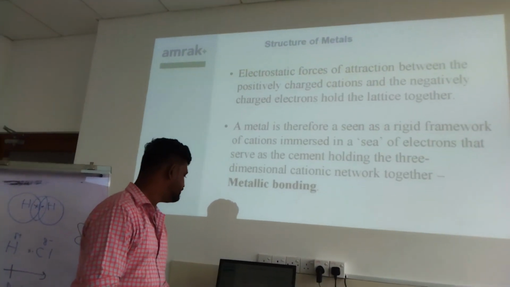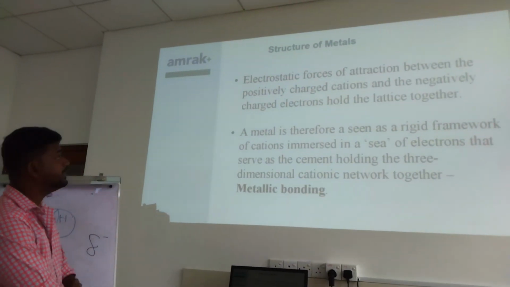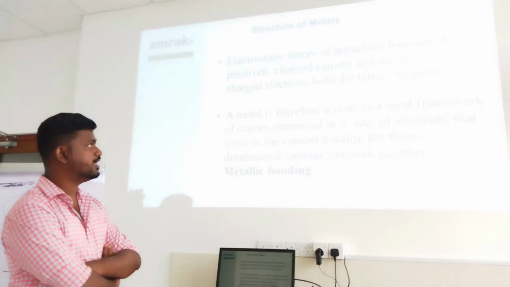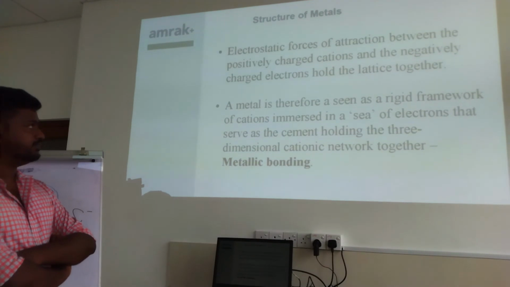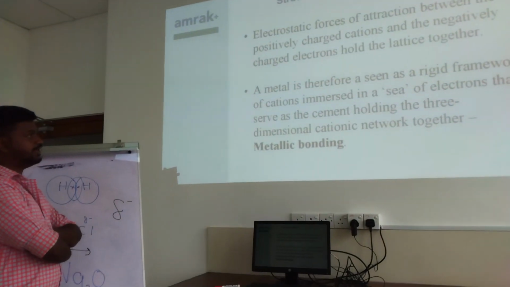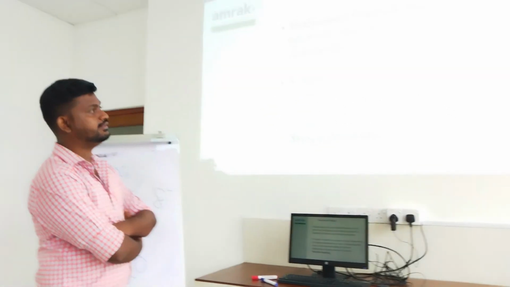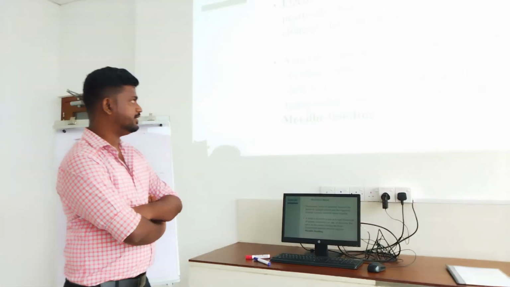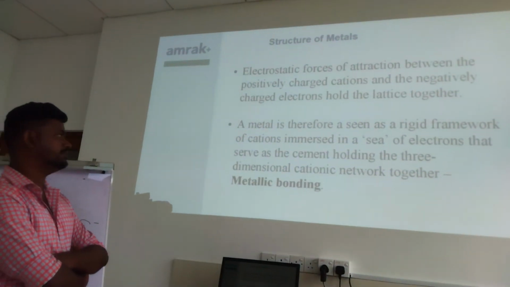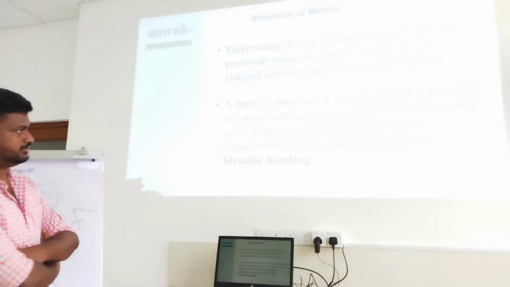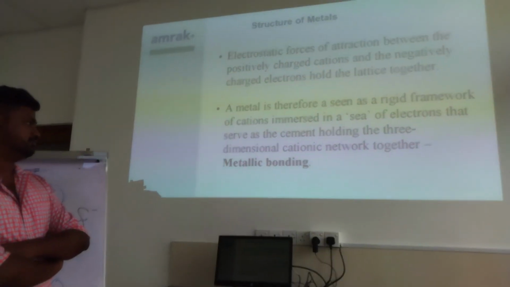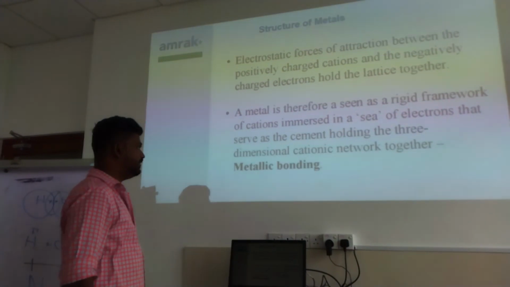Structure of metals. Electrostatic forces of attraction between the positively charged cations and the negatively charged electrons hold the lattice together, right? So the metal is therefore seen as a rigid framework of cations immersed in a sea of electrons that serve as the cement holding the three-dimensional cation network together. This is the metallic bonding formation.